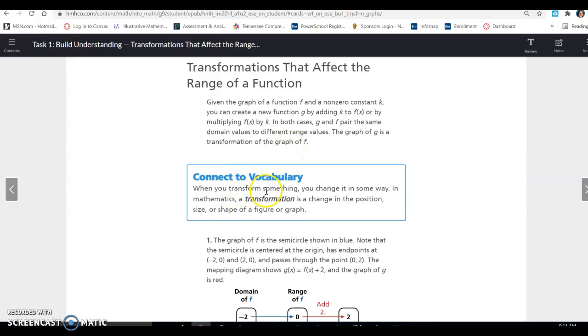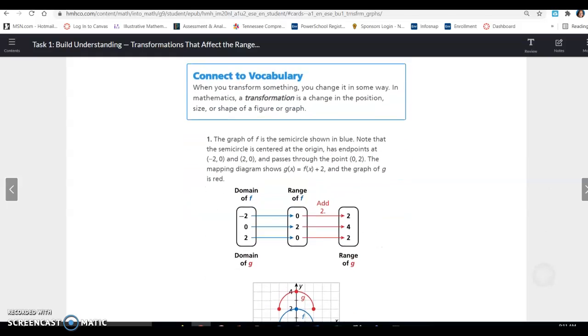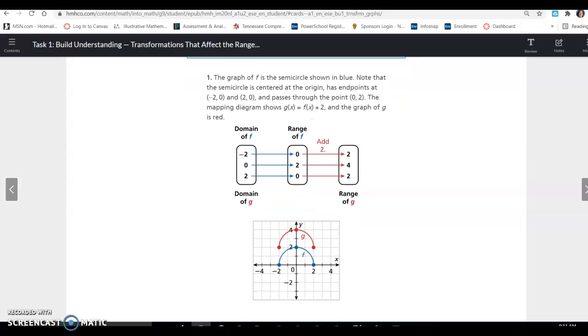When you transform something, you change it in some way. In mathematics, a transformation is a change in the position, size, or shape of a figure or graph. So that's a big definition there. Make sure that you take a minute, pause the video, and get that.